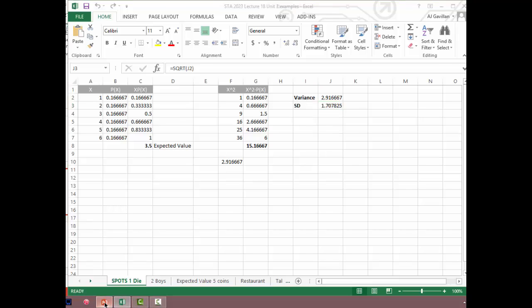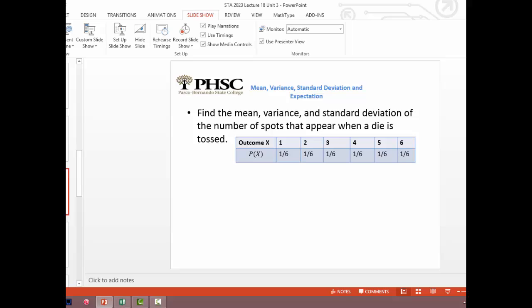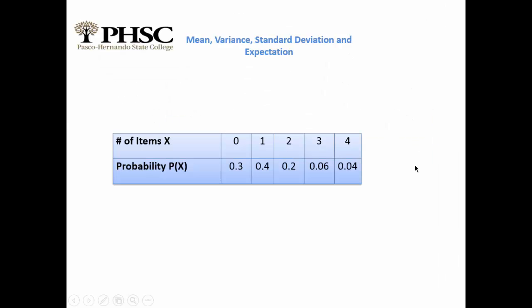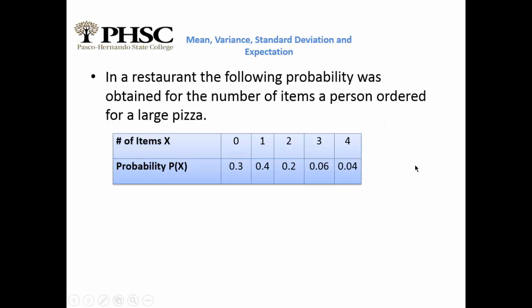All right, so let's go back to Excel here. So here we have another example. In a restaurant, the following probability was obtained for the number of items a person ordered for a large pizza. So the possibilities are 0, 1, 2, 3, 4 items.